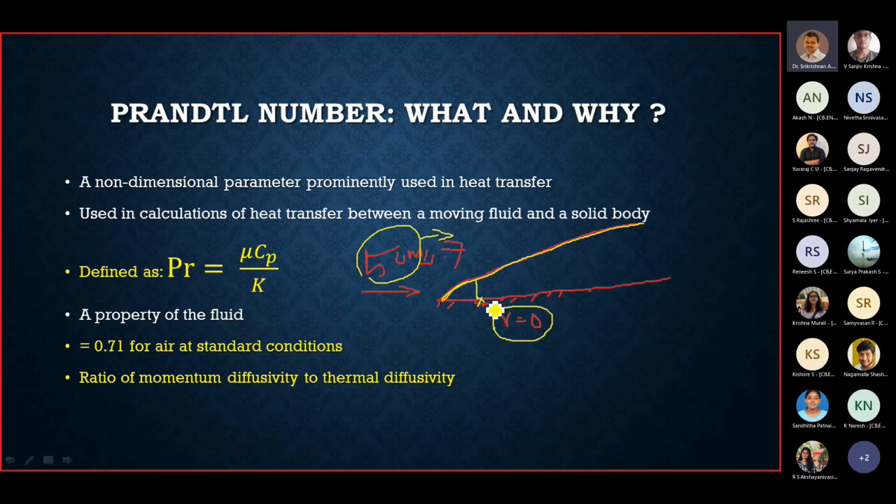Why does the boundary layer keep growing? Because the momentum dissipation proceeds gradually. What do I mean by proceeding gradually? It means larger and larger thicknesses of the fluid are now getting affected by the momentum dissipation. So as you go, you may have a larger thickness. That is what is meant by the diffusivity of momentum, the rate of diffusivity of momentum.